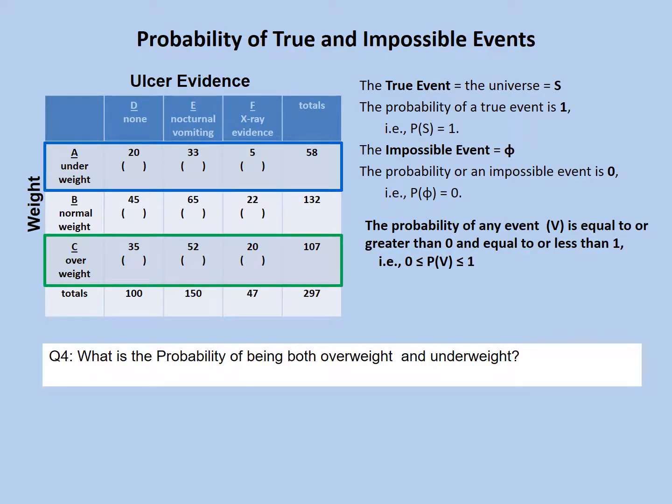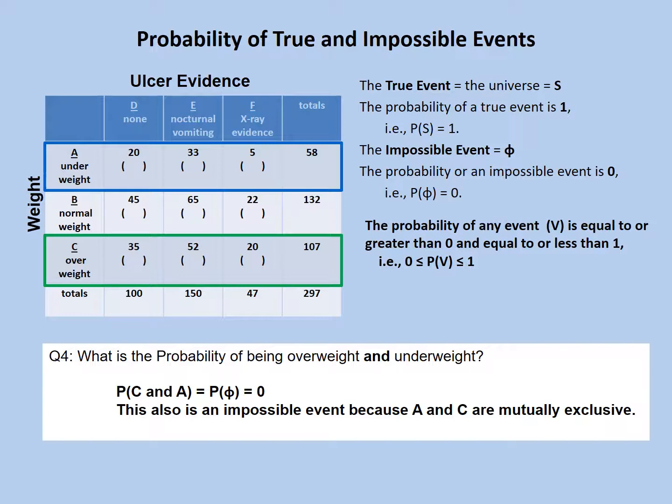Well, here's an easier one. What is the probability of being overweight and underweight? The answer is P of C and A, which is the probability of an impossible event, which is 0. This is an impossible event because the events C and A are mutually exclusive.